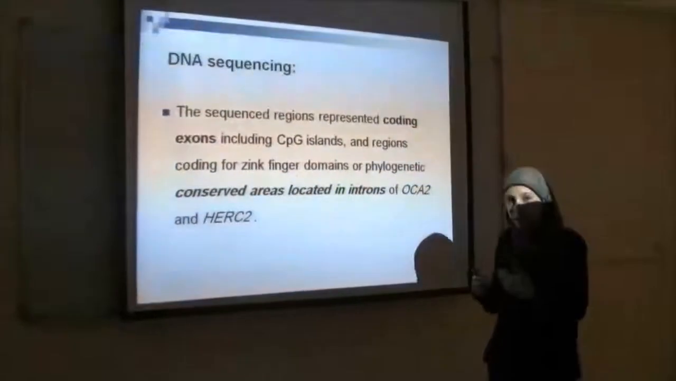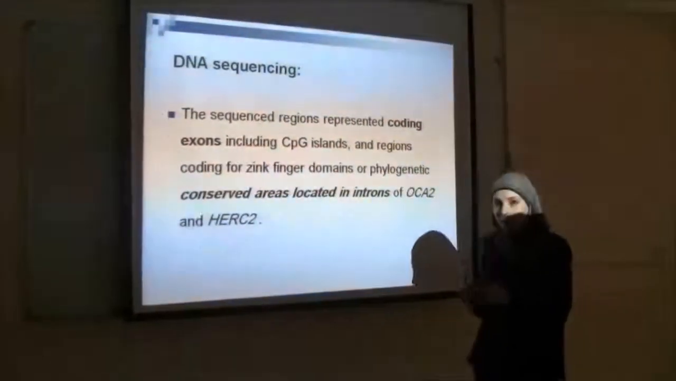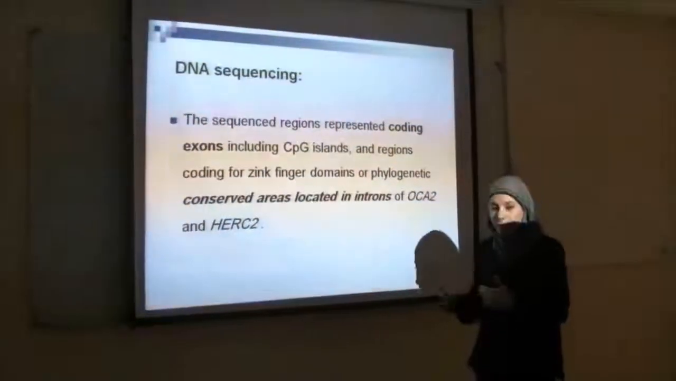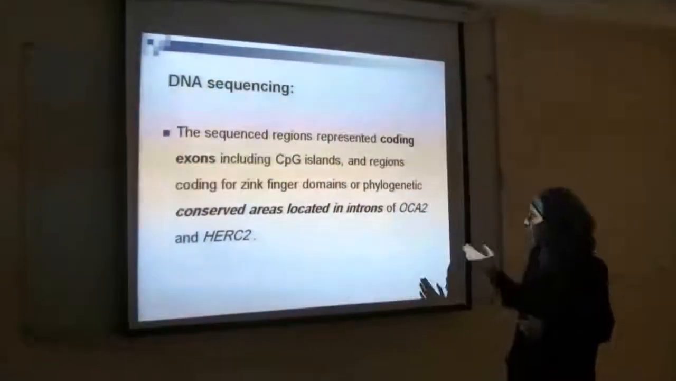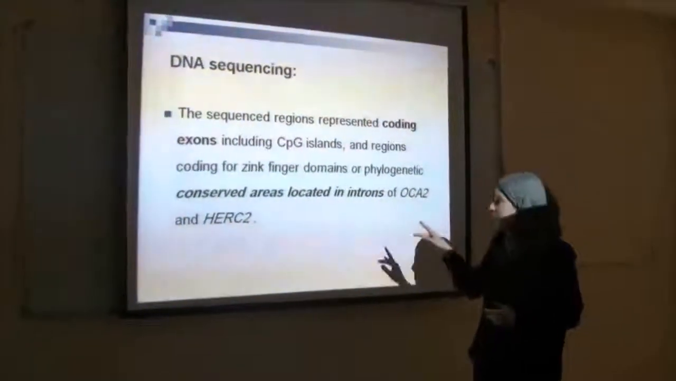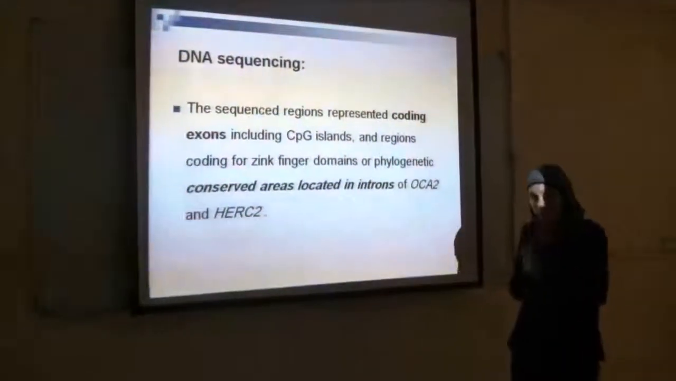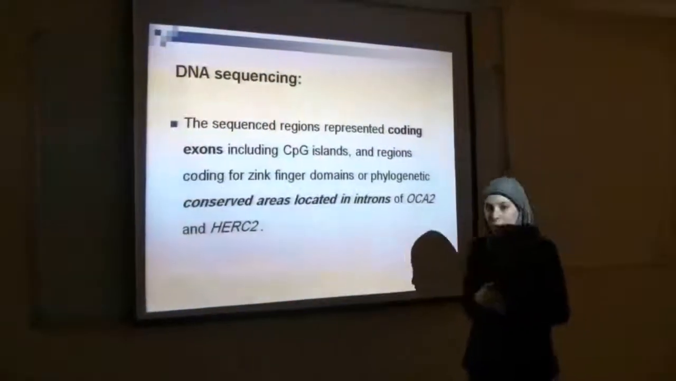After doing the DNA sequencing process, the sequenced regions represent the exons, the coding exons, which can then be synthesized into normal proteins. It also includes some conserved areas located at the entrance of our 2 main genes. Our 2 main genes are the OCA2 and the HERC2 genes.